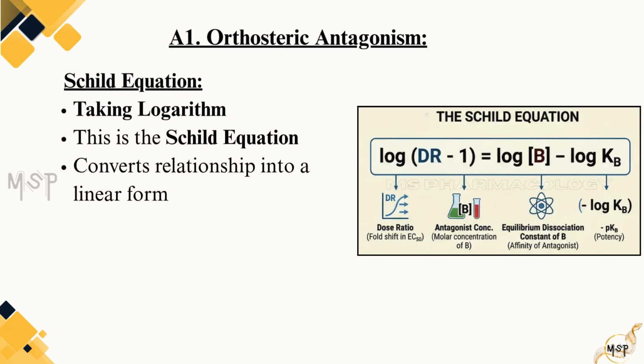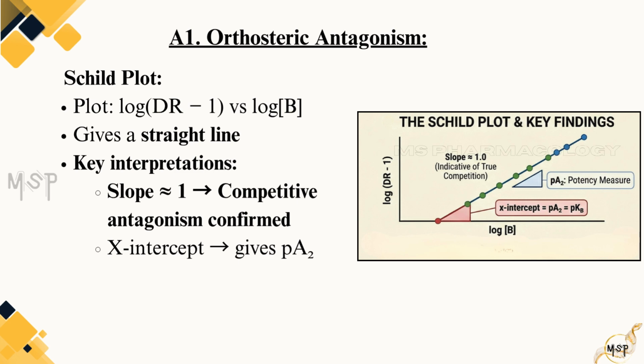Now here's the key step. We take the logarithm of both sides. And this gives us the Schild equation. So now it becomes log of dose ratio minus 1 equals log of antagonist concentration minus log of Kb. Why is this useful? Because this form gives us a straight line when we plot it. That's called the Schild plot. If the slope of that line is close to 1, it confirms that we're dealing with true competitive antagonism.